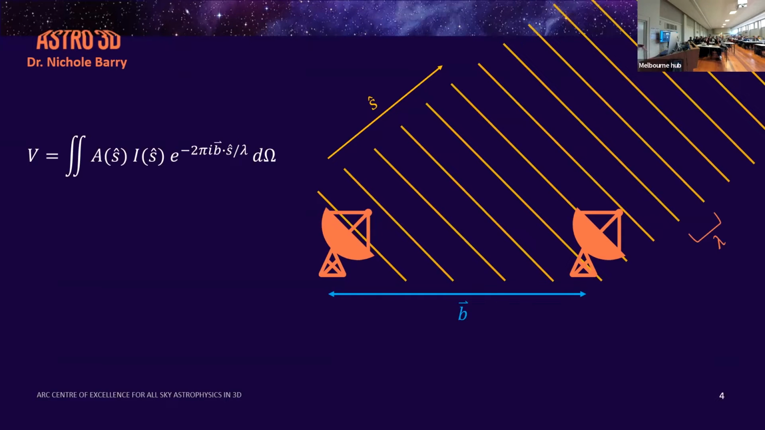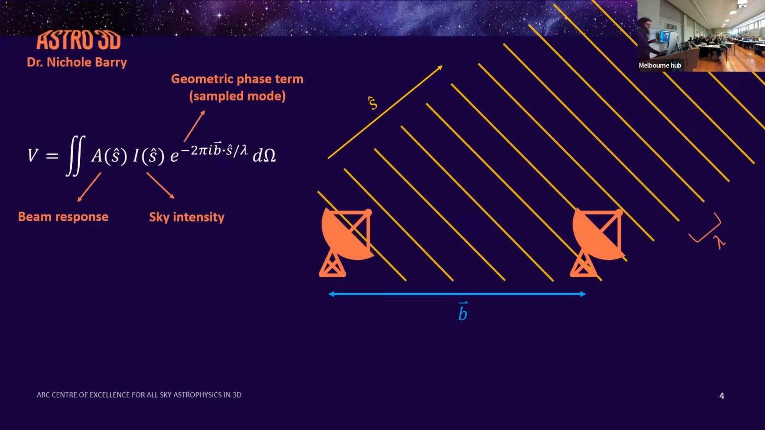And so I want to take a step back and have a look at what our interferometer is doing. So this is a very simple diagram of an interferometer, and this is the visibility equation here on the left. You have a beam response, that's A, that's what your antennas see. You have a sky intensity, that's the actual flux from the sky. And you have a geometric phase term. These are the 3 parts that go into the interferometer equation.